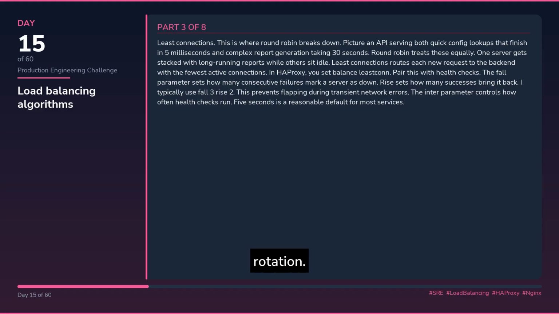Pair this with health checks. The fall parameter sets how many consecutive failures mark a server as down. Rise sets how many successes bring it back. I typically use fall 3 rise 2. This prevents flapping during transient network errors. The inter parameter controls how often health checks run. 5 seconds is a reasonable default for most services.